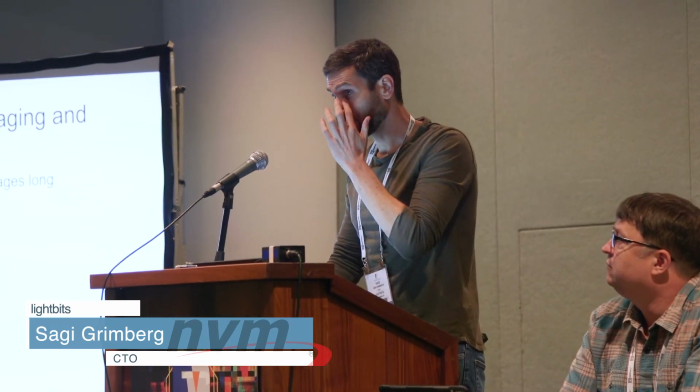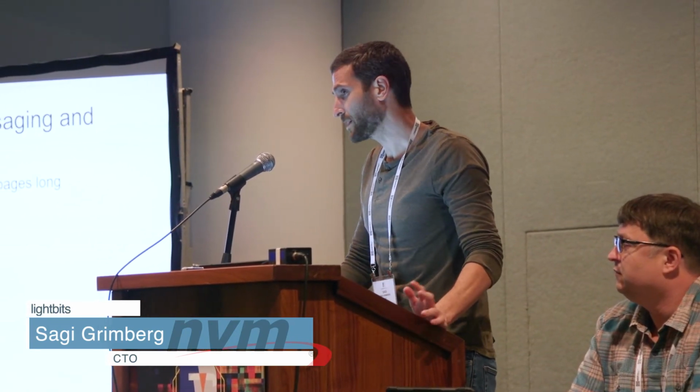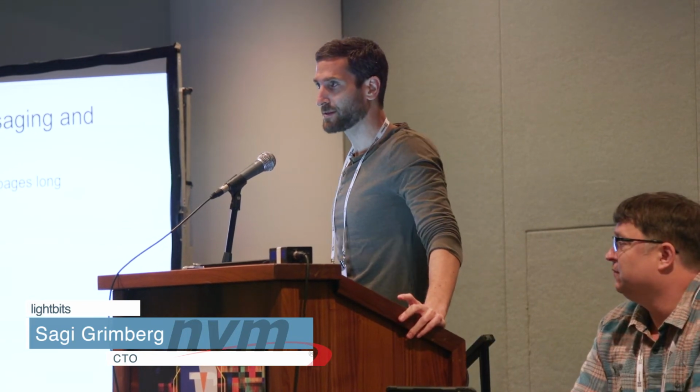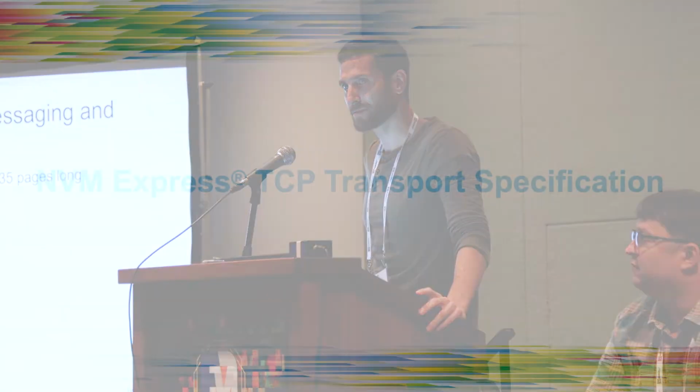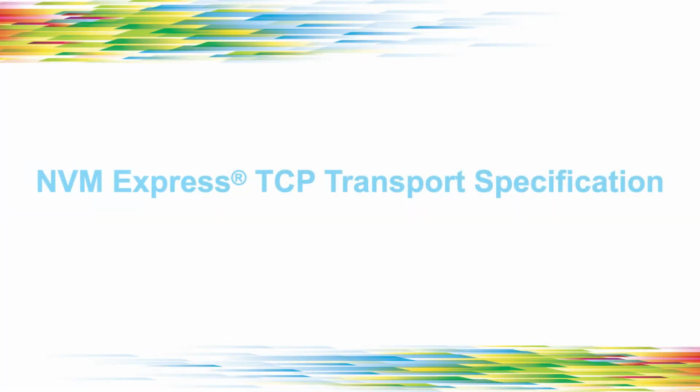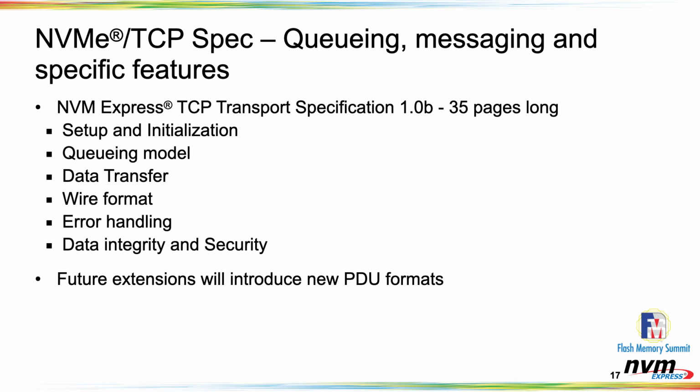Okay, so if you're not familiar with NVMe over TCP, NVMe over TCP is the transport binding spec for NVMe on top of standard TCP/IP. The current version of the spec is 1.0b, and it's 35 pages long. Also not that big. And I guess it wouldn't be shocking to see what it defines, which includes setup, initialization, the queuing model, or how you map NVMe queues to TCP streams.